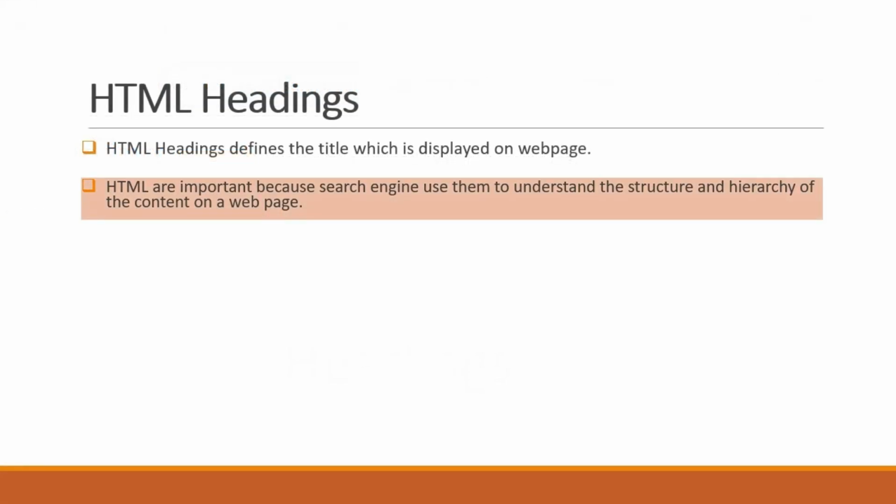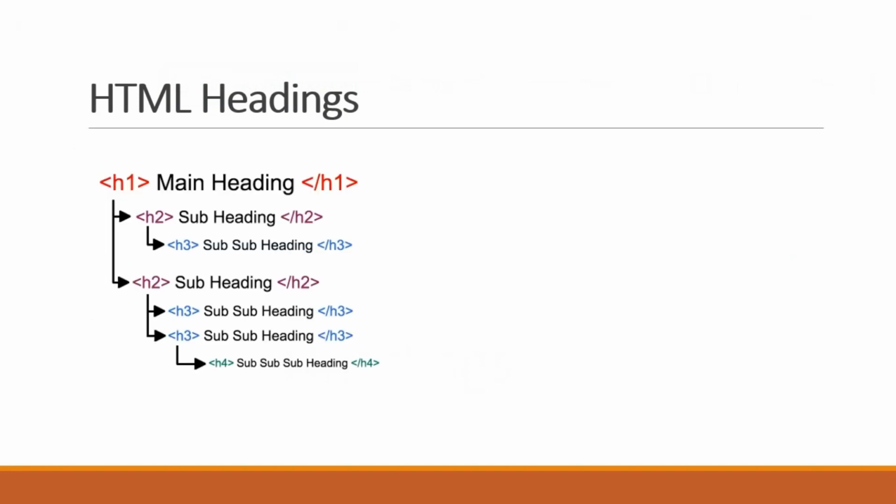HTML headings are important because search engines use them to understand the structure and hierarchy of the content on a web page. This diagram shows the hierarchy of the heading elements, and how the search engine knows the structure of a web page. H1 defines the main heading, and inside the main heading, H2 is used to define a subheading. Similarly, H3 is used to define a subheading for H2.